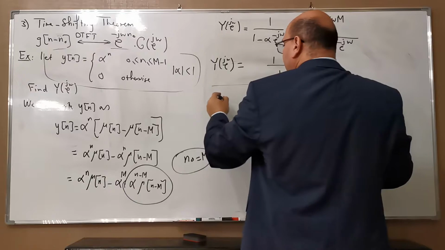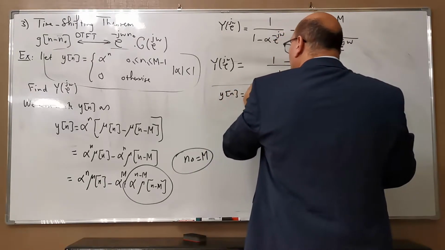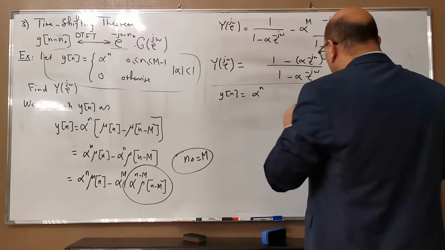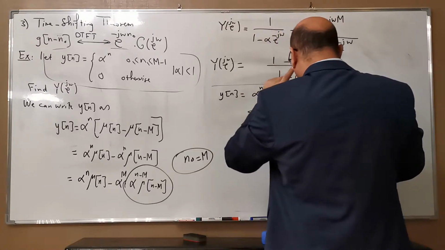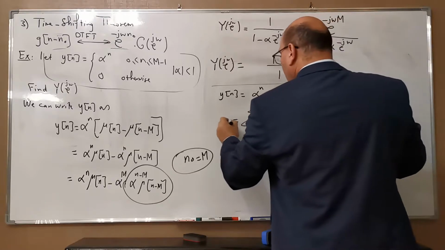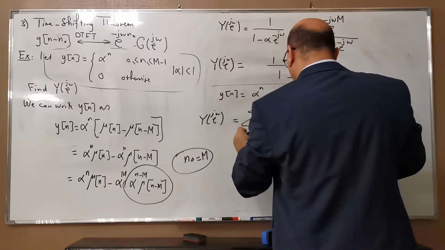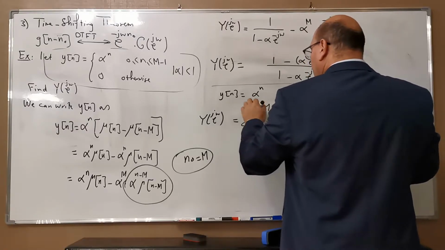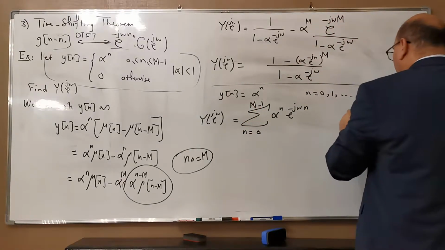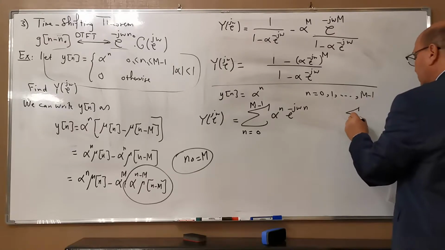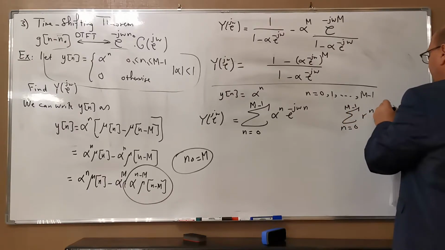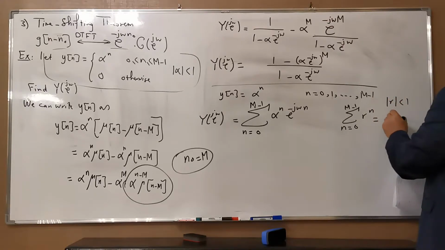You know, from the example, you know that y of n is equal to alpha to the n for n equals 0, 1, 2, up to m minus 1. So this is a summation to do the y of e j omega. This is equal to the sum from n equals 0 up to m minus 1 of alpha to the n e to the minus j omega n. We know from calculus that if you are summing r to the n from n equals 0 up to m minus 1, where the magnitude of r is less than 1, this is equal to 1 minus r to the power m over 1 minus r.